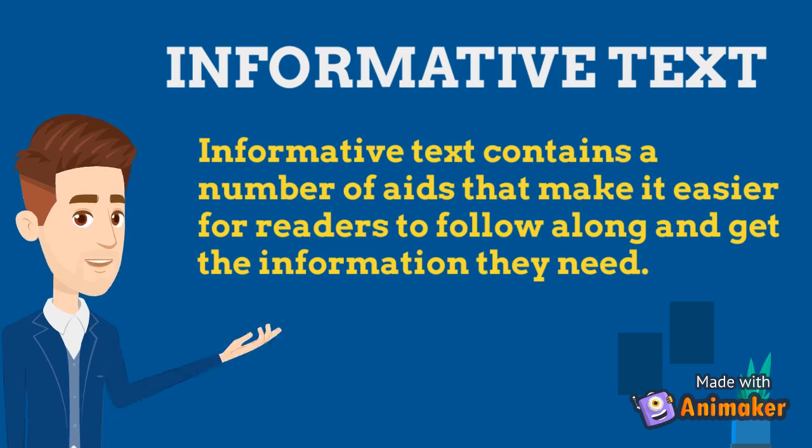Informative text can appear in newspapers, textbooks, reference materials, and research papers. Informative text is always non-fiction. This type of writing also has certain characteristics that make this style easier to identify. Informative text contains a number of aids that make it easier for readers to follow along and get the information they need. Written cues, graphics, illustrations, and organizational structure are all aids you'll find in informative text.